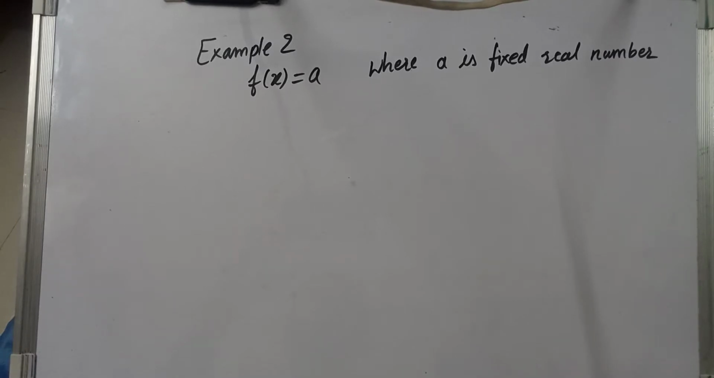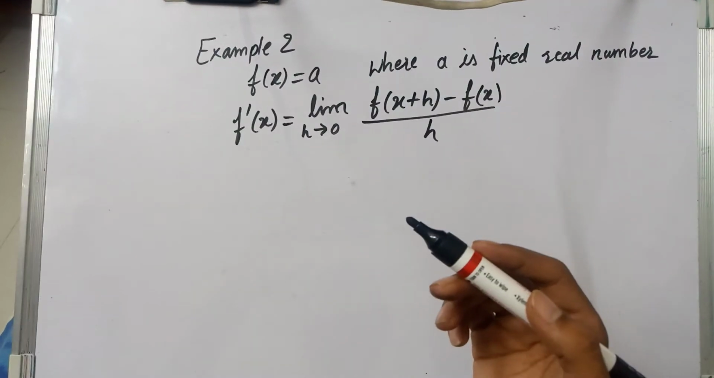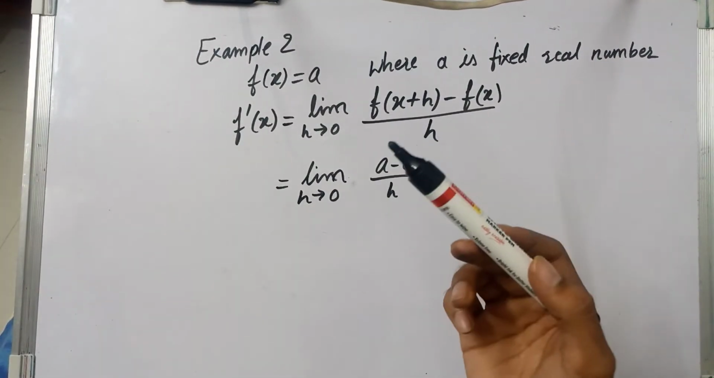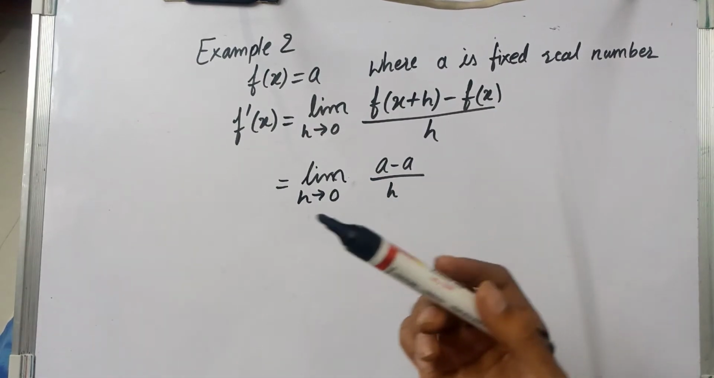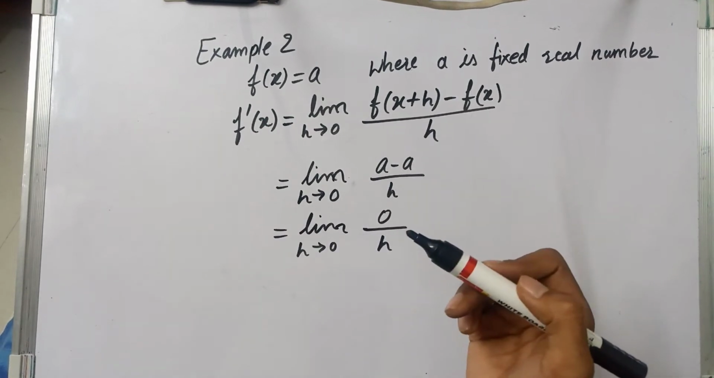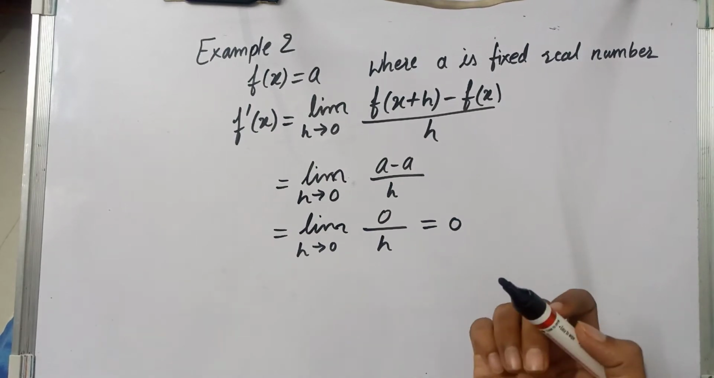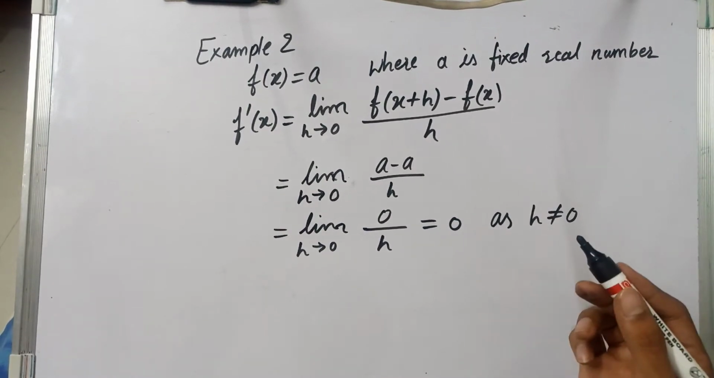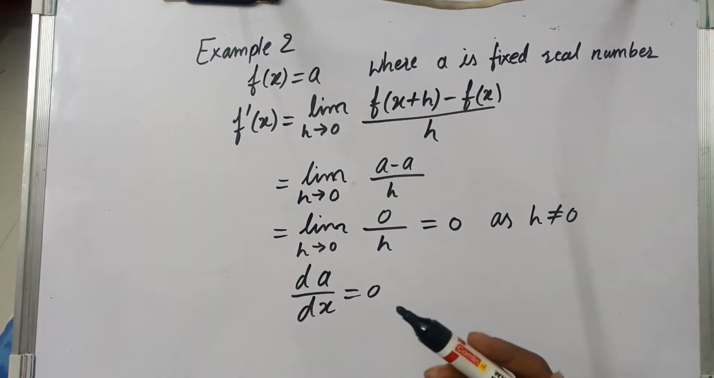Example 2: f(x) is equal to a, where a is fixed real number. Using formula, we get f(x plus h) is a and f(x) is equal to a. So this gives 0 and the limit gives 0. As h is not equal to 0, it means derivative of constant is 0.